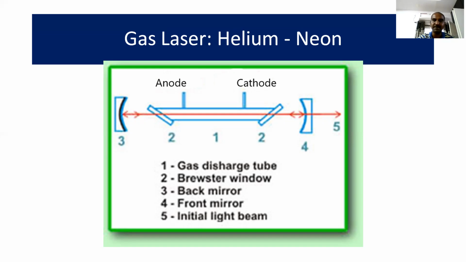And the two ends of the discharge tube have a special type of windows called Brewster's windows. Those are slanted at a specific angle, theta equals tan inverse of n. Here n is the refractive index of the material which is used for the manufacturing of the windows. What is the purpose of these special windows? To get the plane polarized laser output.